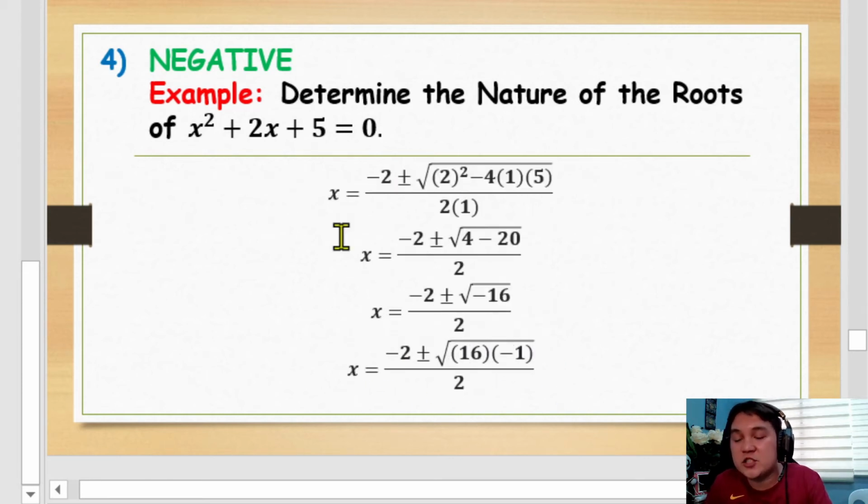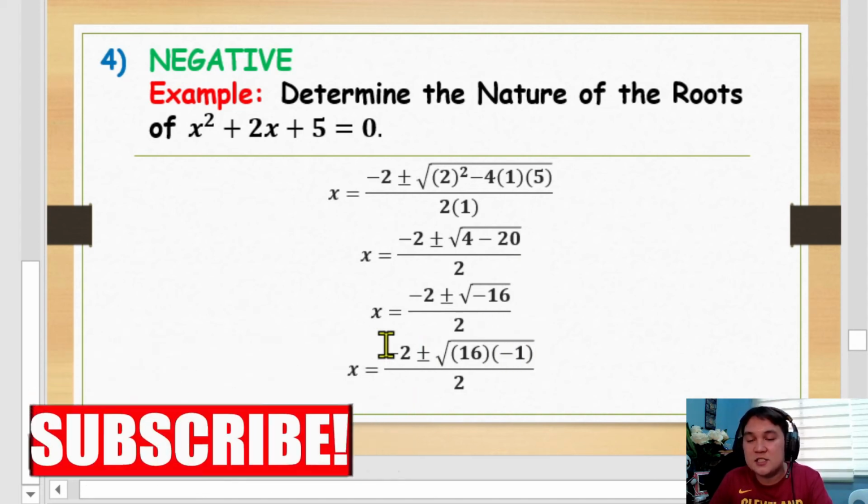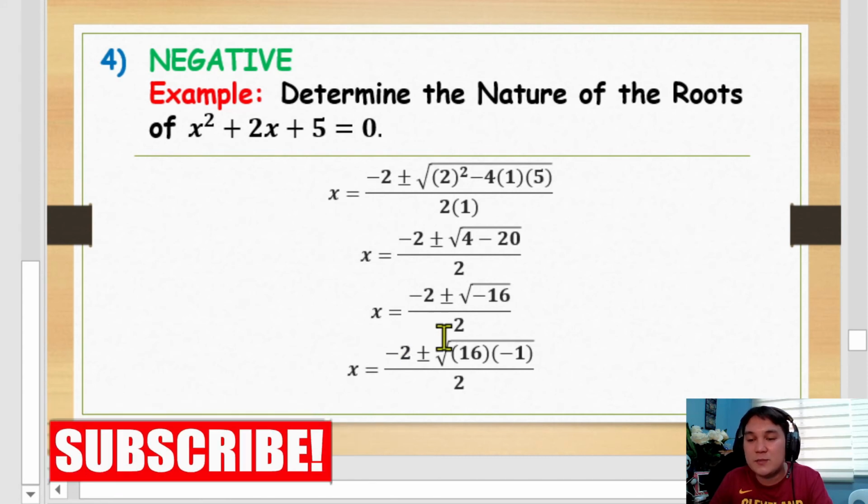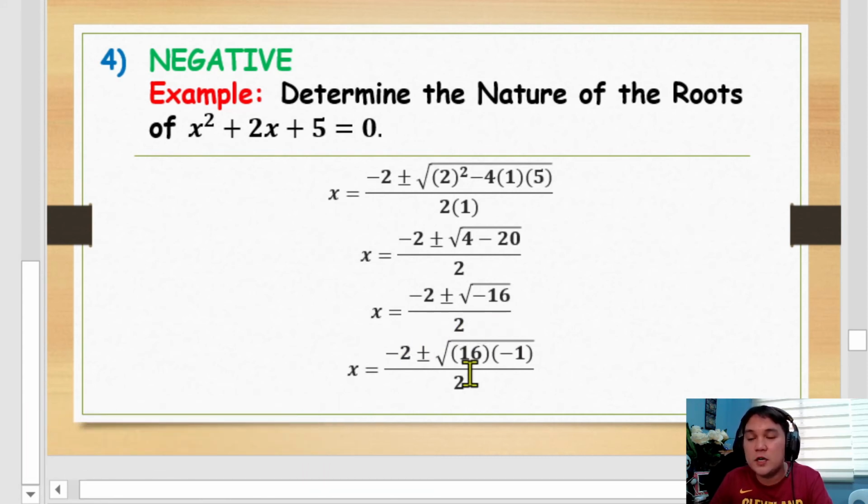Then we perform the operations inside and outside of the radical sign. We have 2 squared, that becomes 4. 4 times 1 times 5, that becomes 20. 2 times 1, that becomes 2. And then our new equation here is x is equal to negative 2 plus minus square root of 4 minus 20 all over 2. Next, we perform subtraction inside the radical sign. So that is 4 minus 20. That gives us negative 16. Our new equation is x is equal to negative 2 plus minus square root of negative 16 all over 2.